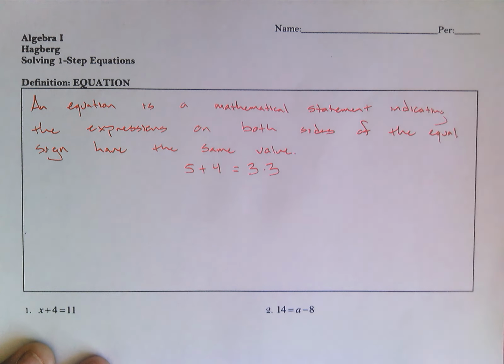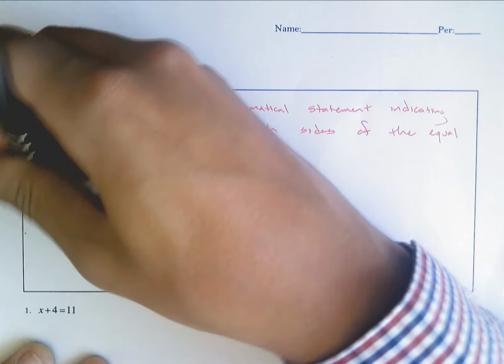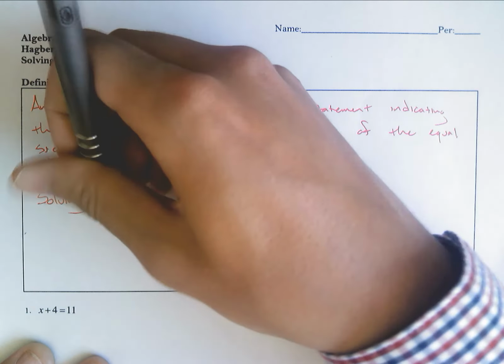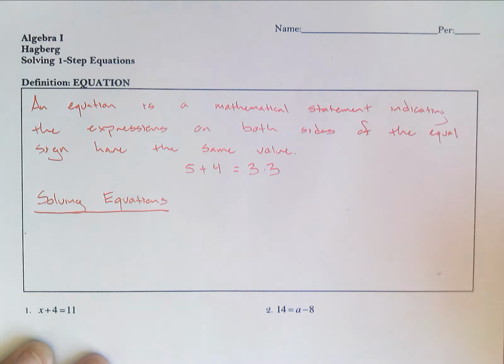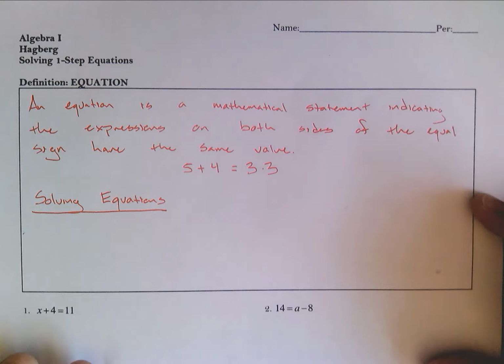Okay, so that is an example of an equation, two expressions that are set equal to one another. Just like how we can simplify expressions, we can extend that further into equations. And so now we call them solving equations. So in order to solve equations, we do the following. Notice that we simplify expressions and we solve equations.